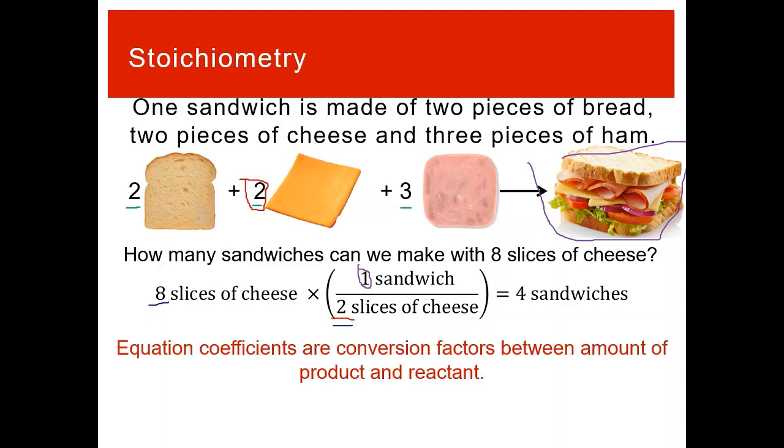So these coefficients that are in the front of those numbers allow us to do conversions between amounts of product and reactant, or ingredients and output sandwiches. These numbers that define the fact that you need 2 are defined by how we make sandwiches. It's defined by the process. And so that recipe governs how much you can make from a starting amount.